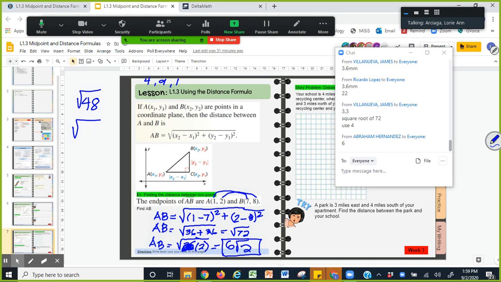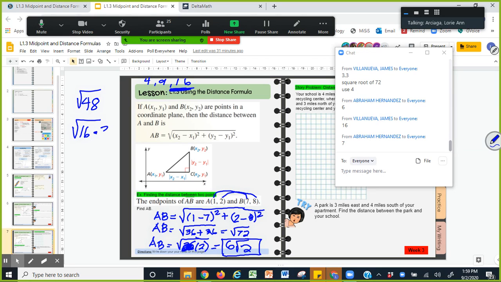6? Try again. Yeah, 6 goes into it. 16. Yeah, but we're trying to find the perfect square numbers that could go into that, right? So 4, 9, 16. 48 is 16 times 3. So what's the square root of 16? That's 4, so it now goes out. The other 4 just disappears, and then you bring down the radical 3.